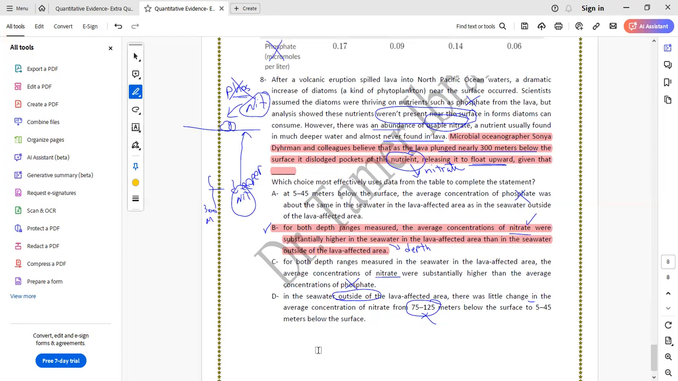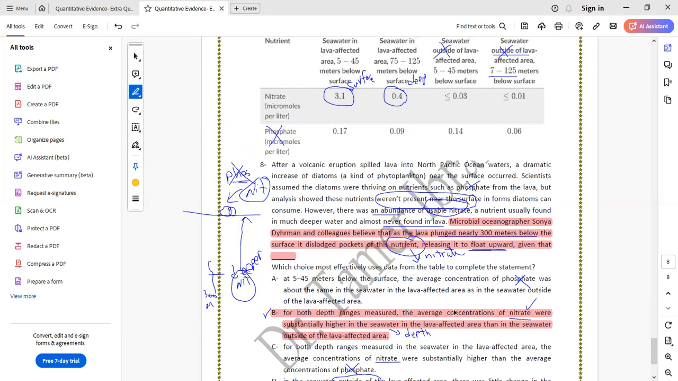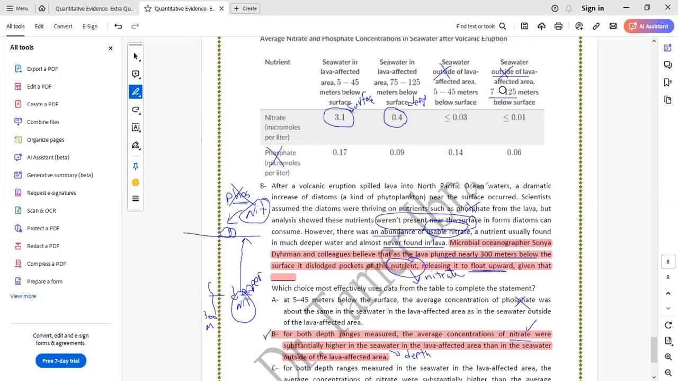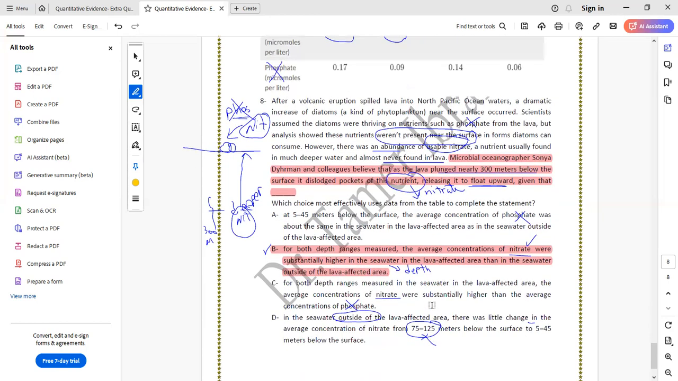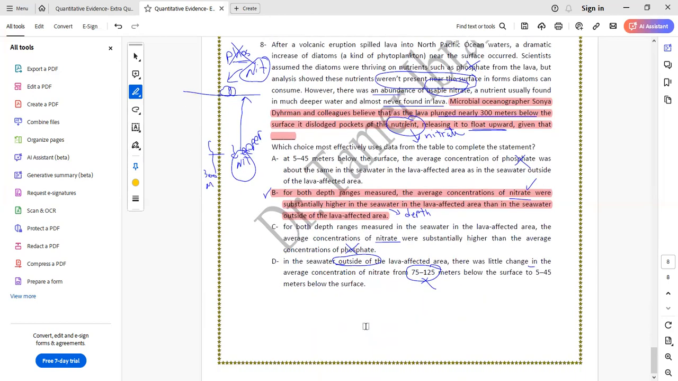I don't care about phosphate. In the seawater outside of the lava affected area, there was little change in the average concentration of nitrate from 75 to 125 meters. Okay, this one. The number is wrong. It must be from 7 to 125. So there's not, and I don't need outside. I need inside. Dalal, clear?